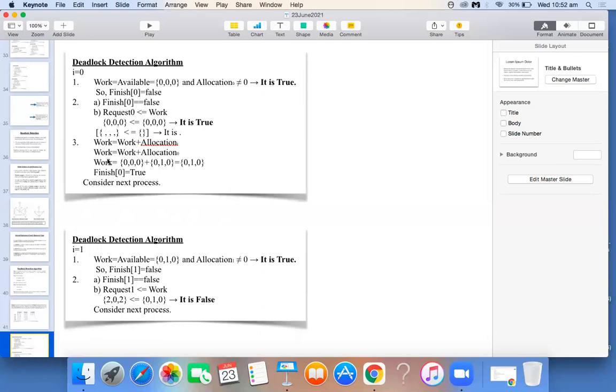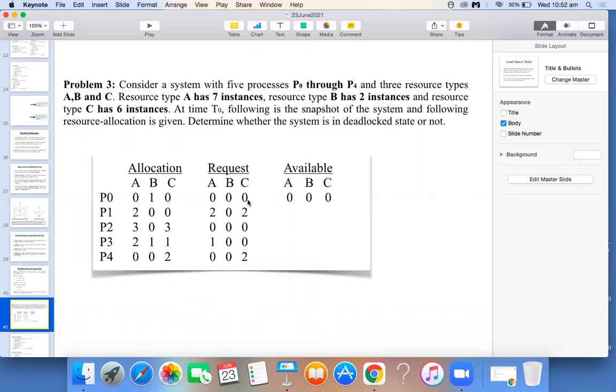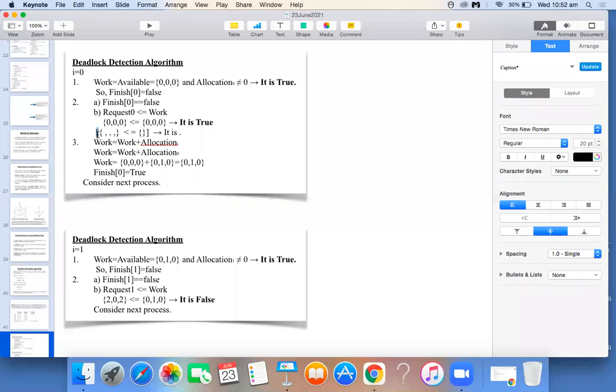In step number 2, we are checking request of I is less than or equal to work. Correct? So what is request of 0? 0, 0, 0. So request of 0, 0, 0 is less than or equal to work 0, 0, 0. Yes, correct. So it is also true. Then go to step number 3. If step number 2 is true, then only we go to step number 3. What is step number 3?